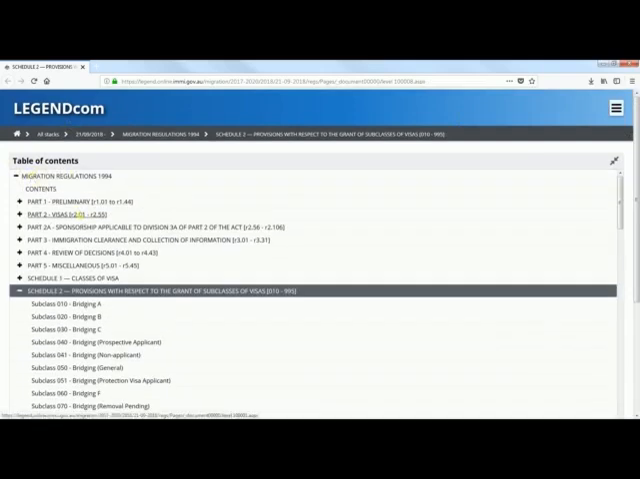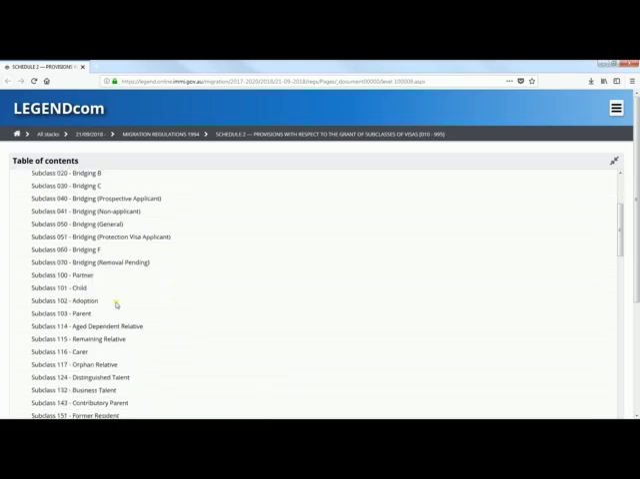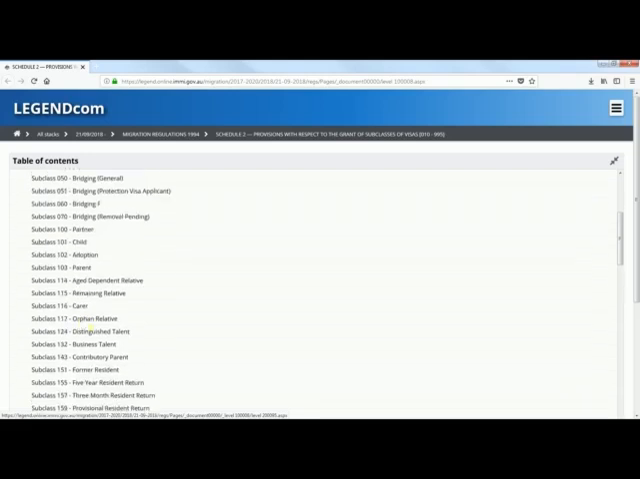So you can have a look. We have bridging visas from A to F. They all start from subclass 0, 0, 1, 0, 10. And then we have different visas: partner visa 100, child 101, adoption 102, parent 103, and 114 is aged dependent relative visas. There is no 105.